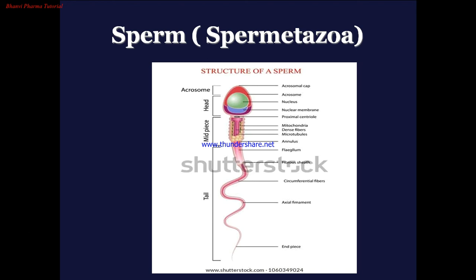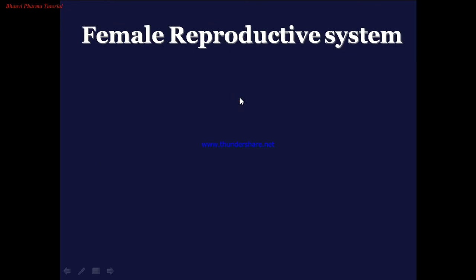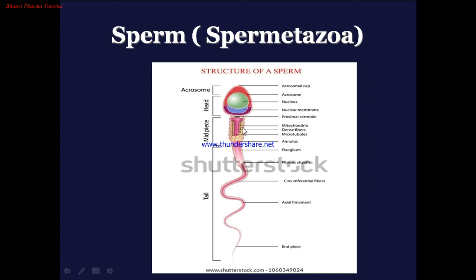It is to form some acrosomal enzymes, and these contain head, body and tail. There are 3 parts of the sperm. First one is the head part, this is the body part, and last is the tail part.